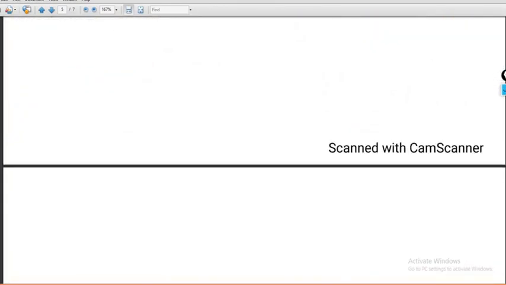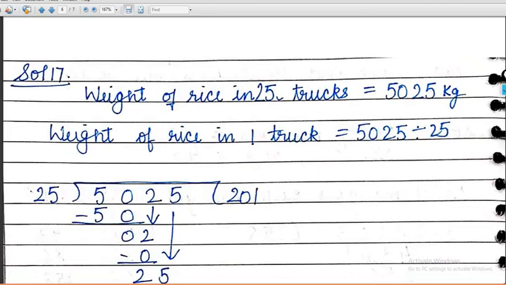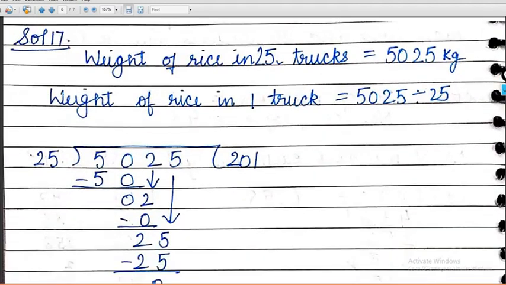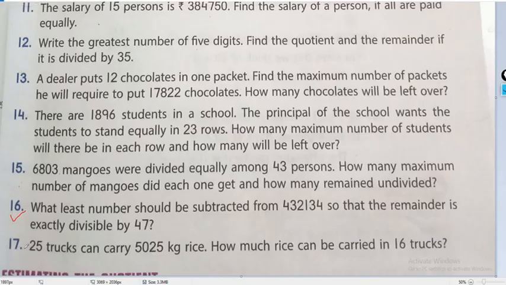Okay students, now beta the next question. For that you keep your books with you. Okay, first let us read the statement. Question number 17, last question. In this question beta you can see that they have given you the information about 25 trucks. 25 trucks can carry 5,025 kg rice. How much rice can be carried in 16 trucks?